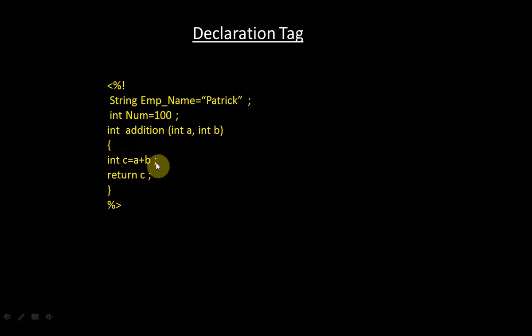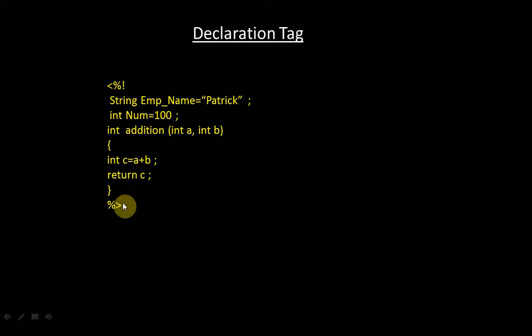Here I have declared a function which is also called a method. This int denotes that this function is going to return an int value. Addition is the name of the function, and int a comma int b, these are two formal parameters. And within it I haven't done much. The simple thing I have done is I have put the result of a plus b into c, and then I have returned it back.